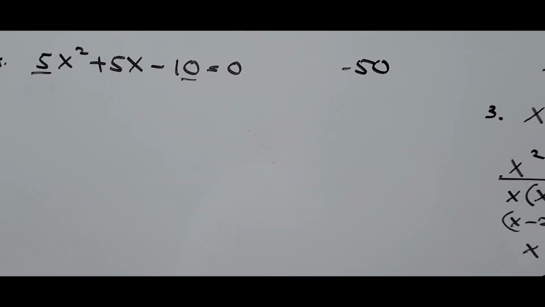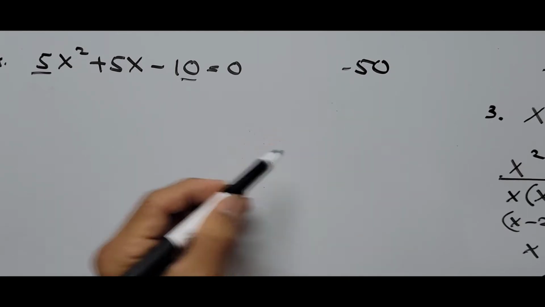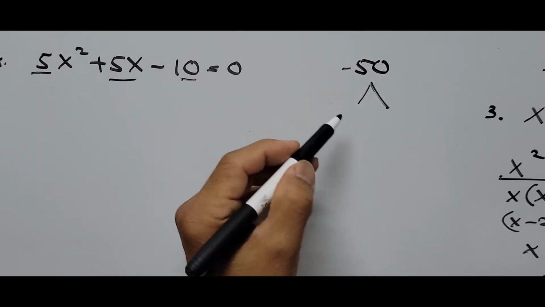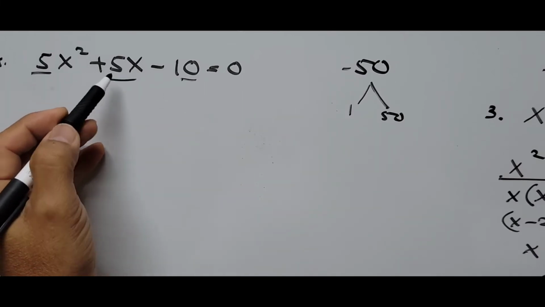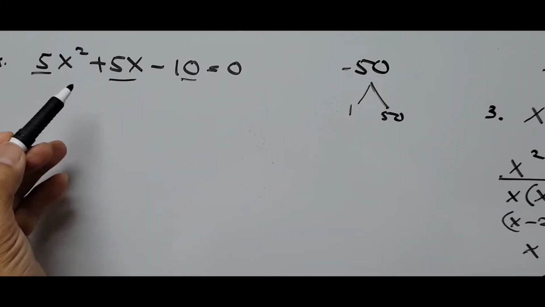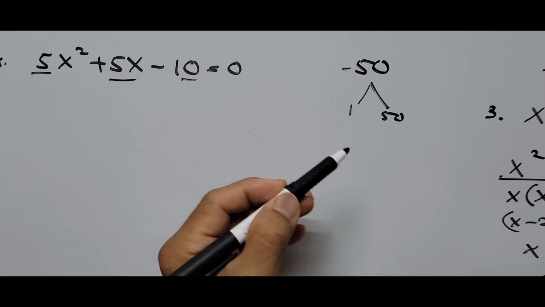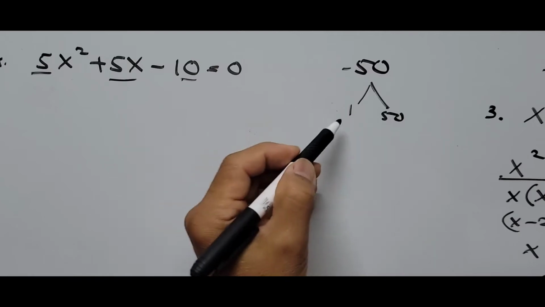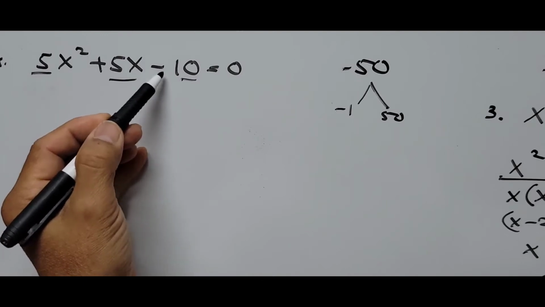Now think of two numbers, factors of 50, that will yield a product of negative 50 and add up to positive 5x. So first, the factors of 50 are 1 and 50. Since the sign of the middle term is positive, whichever has the bigger factor should carry a positive sign. So that means 50 has a positive sign. The smaller value has a negative sign, since the third term is negative.